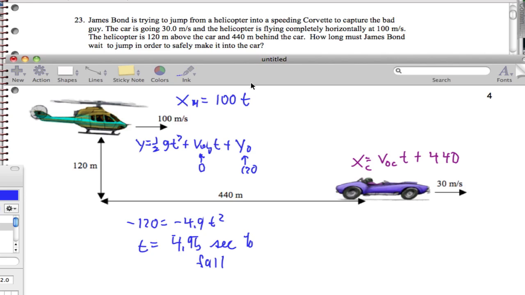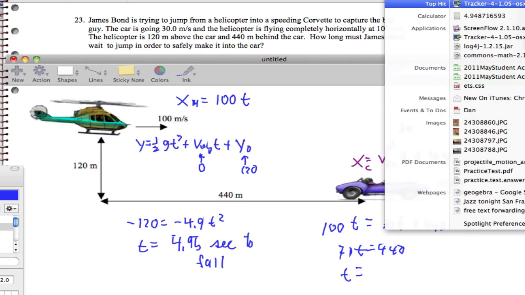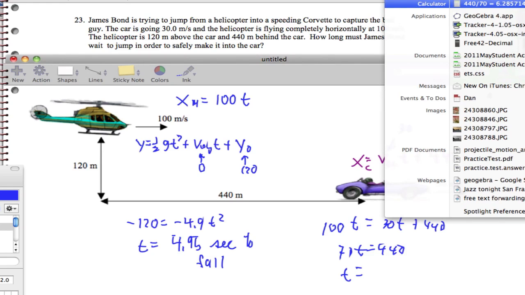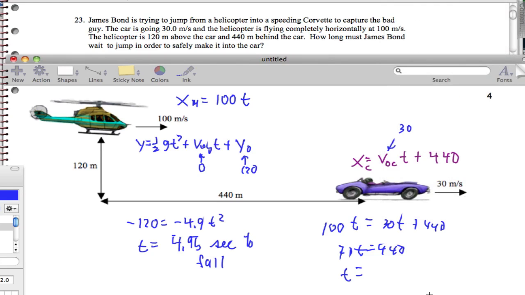So now let's figure out how long it takes the helicopter to catch up to the car. We've got 100t equals, the car is 30 meters per second, so 30t plus 440. So we got 70t equals 440. How long does it take the helicopter to catch up to the car? That time is going to be 440 divided by 70. So we got 6.28 seconds for the helicopter to catch the car.